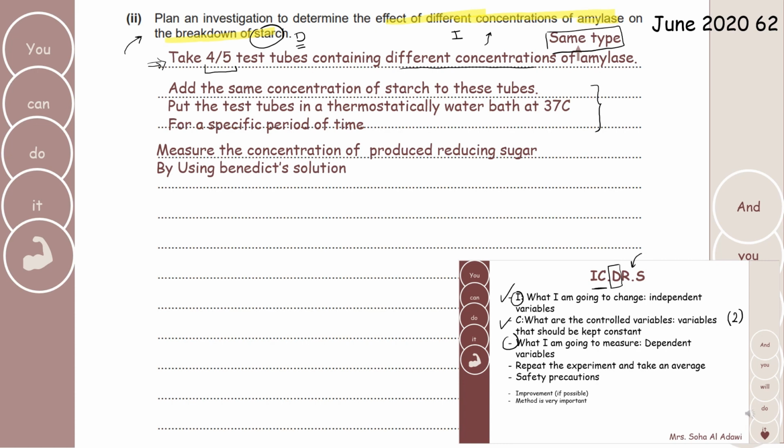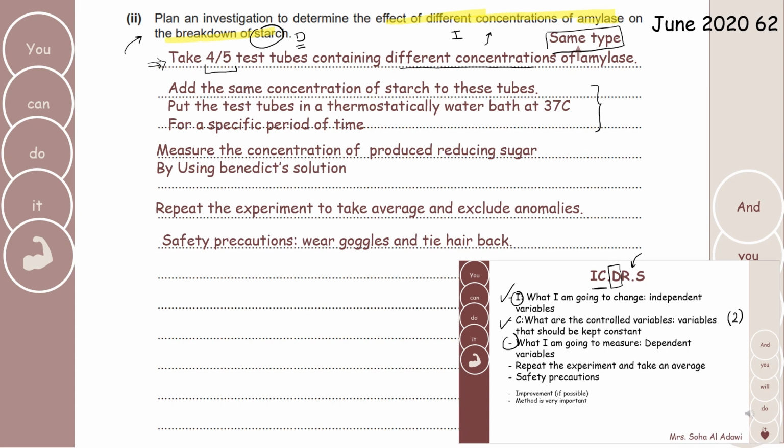Let's move to the easiest part. Repeat the experiment to take an average and to exclude anomalies. And also another easy part is the safety precautions. So you have to wear goggles and tie your hair back. You can also wear a lab coat. See, it's very easy. So I see Dr. S for independent variable and replica, the controlled variable or what we are going to keep constant, D for measuring the dependent variable and mention how you are going to measure it, repeat, and finally the safety precautions.